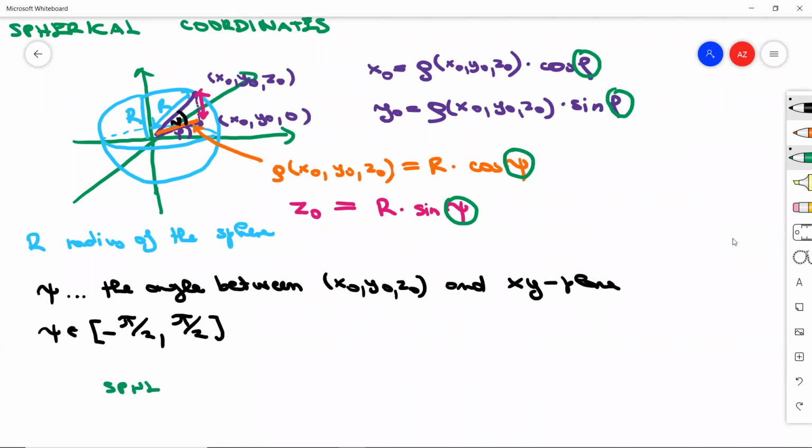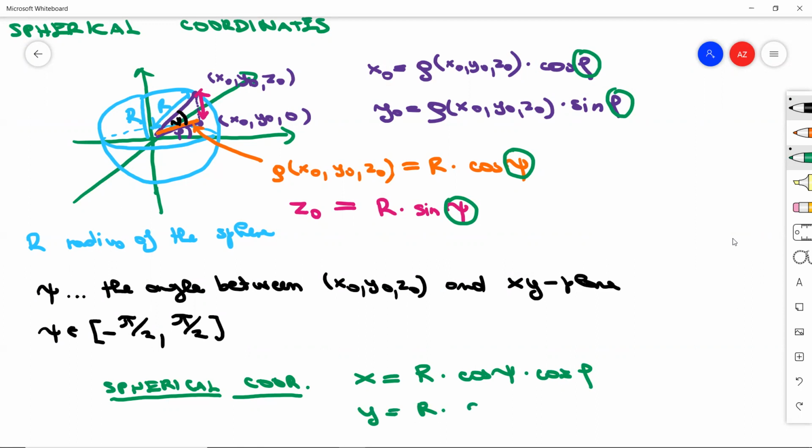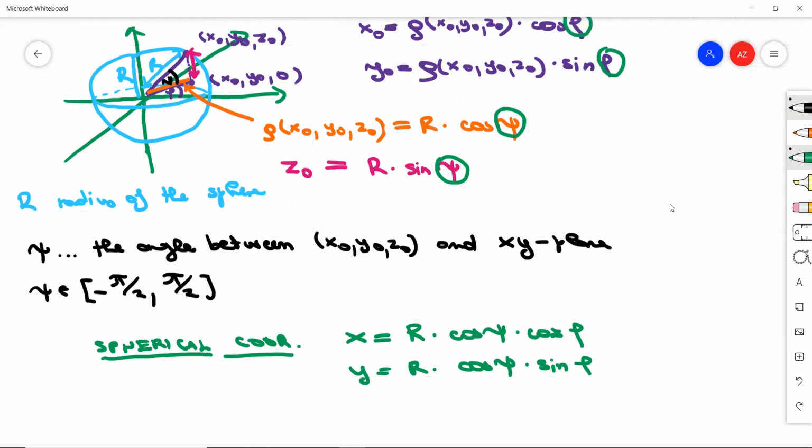Spherical coordinates. X is r times cosine of psi times cosine of phi. And then y is r times cosine of psi times sine of phi. And z is r times sine of psi. And this psi only goes from minus pi over 2 to pi over 2, while phi goes from 0 to 2 pi.